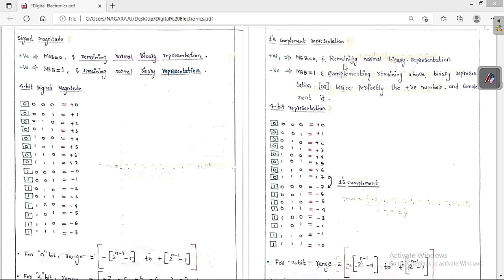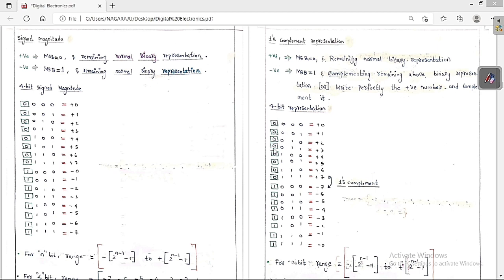I will explain this concept through 4-bit representation. Positive means MSB is equal to 0 and the remaining normal binary representation, and negative means MSB is equal to 1 and complementing the remaining binary representation, or write the positive number and complement it. Now I will explain this concept for 4-bit representation, where we have 2 to the power of 4, 16 combinations.